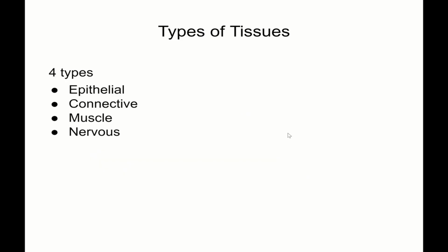There are 4 different types of tissues: epithelial, connective, muscle, and nervous. Muscle and nervous tissue we will touch on very, very briefly, but we will hit those more in depth when we actually get to those units. So we're going to have a whole nervous system unit where we will talk again about nervous tissue. And same thing with muscle. We will have a whole muscle system unit, so we will touch on those when we get there.